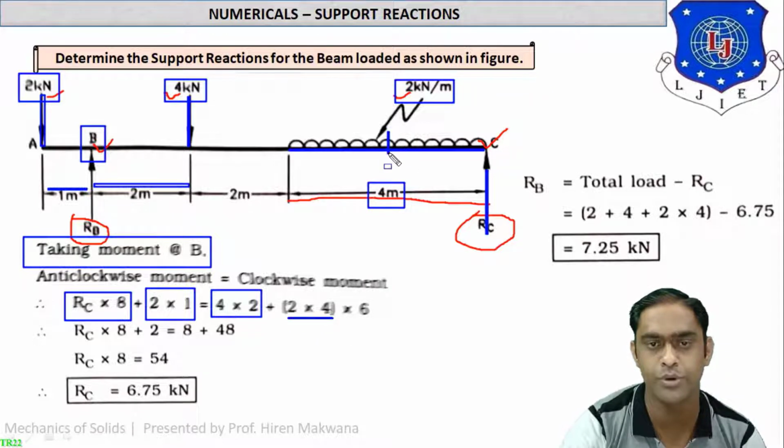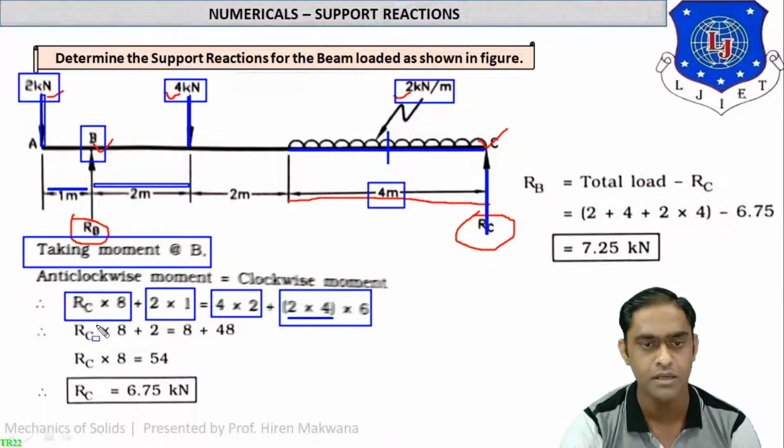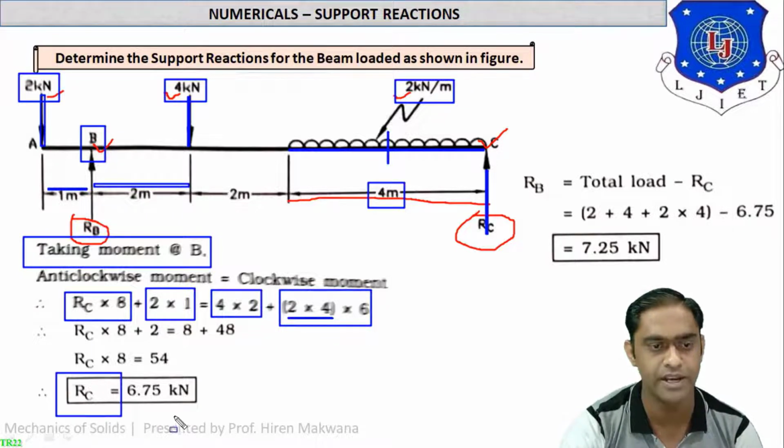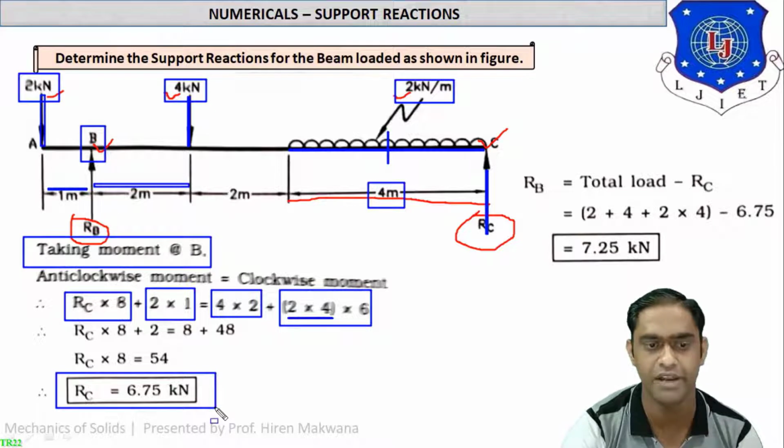Now as I have told you, UDL is always acting at the midpoint. So from the midpoint, you have to calculate the distance up to point B. Okay, so it is 2 meter plus 2 meter plus 2 meter as shown in the figure. So the total will be 6 meter. So the total UDL will be 2 into 4, and from the center of the UDL up to point B, the distance will be 6 meter. Now simplify these things and you will get RC as 6.75 kilonewton. So that's it for the first support reaction.